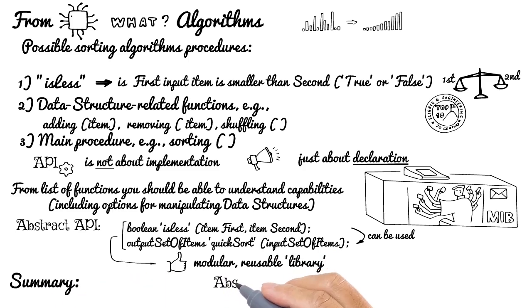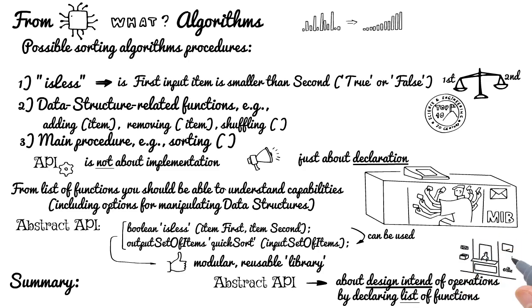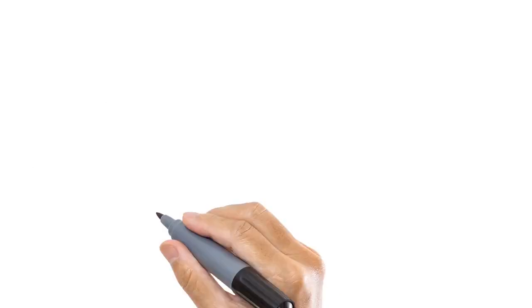Wrapping up, abstract API gives an idea about design intent of operations by declaring a list of function names along with input-output parameters. Actual implementation is out of scope of abstract API. That wall with service window we mentioned earlier for postal service can be used in general example, not limited to postal service, as a border between announced abstract API and hidden actual implementation. Just FYI, actual implementation is driven by algorithms, which provide methods for solving tasks.